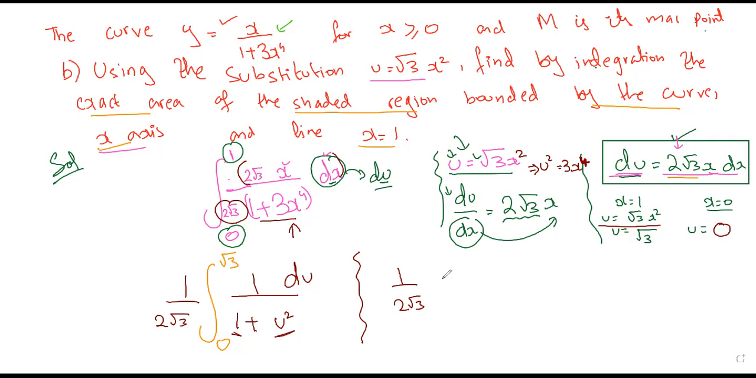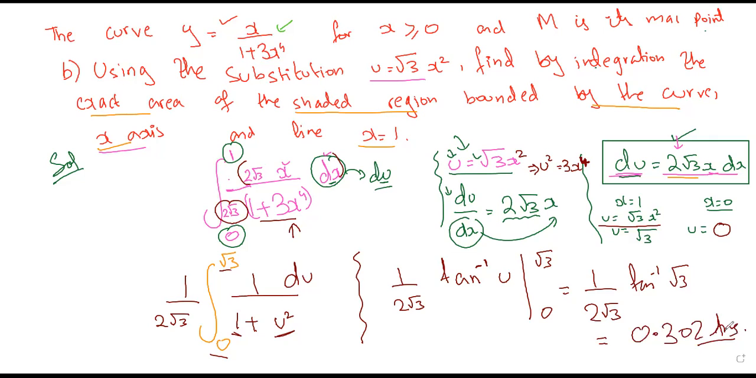So what exactly are we going to get? tan inverse u from 0 to under root 3, right? Because these are the limits. And finally, I will get 1 by 2 under root 3 tan inverse under root 3, because tan inverse 0 is 0. So I will not write that down. And this is going to give me 0.302 as the answer.